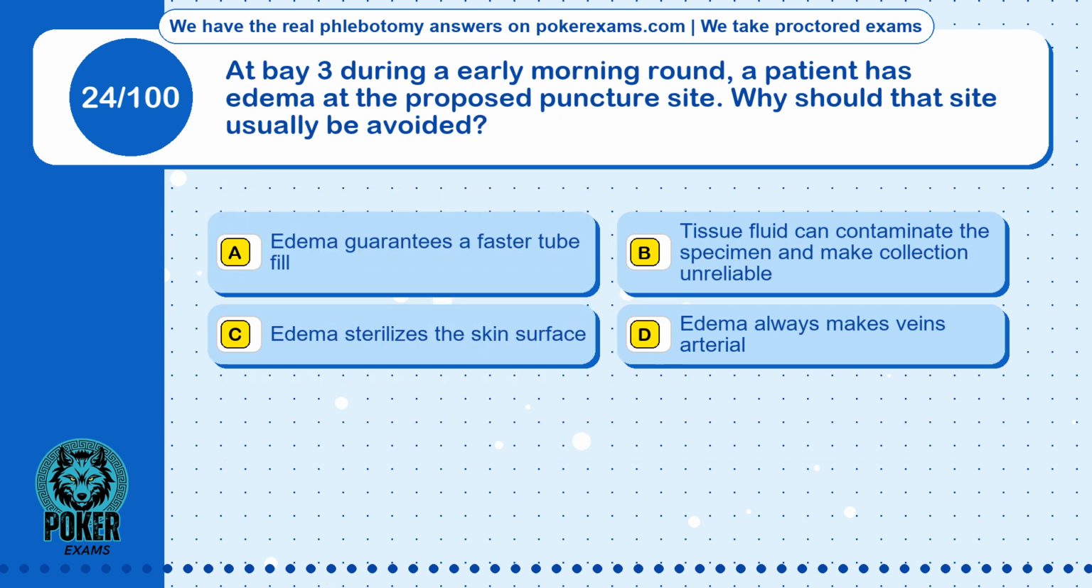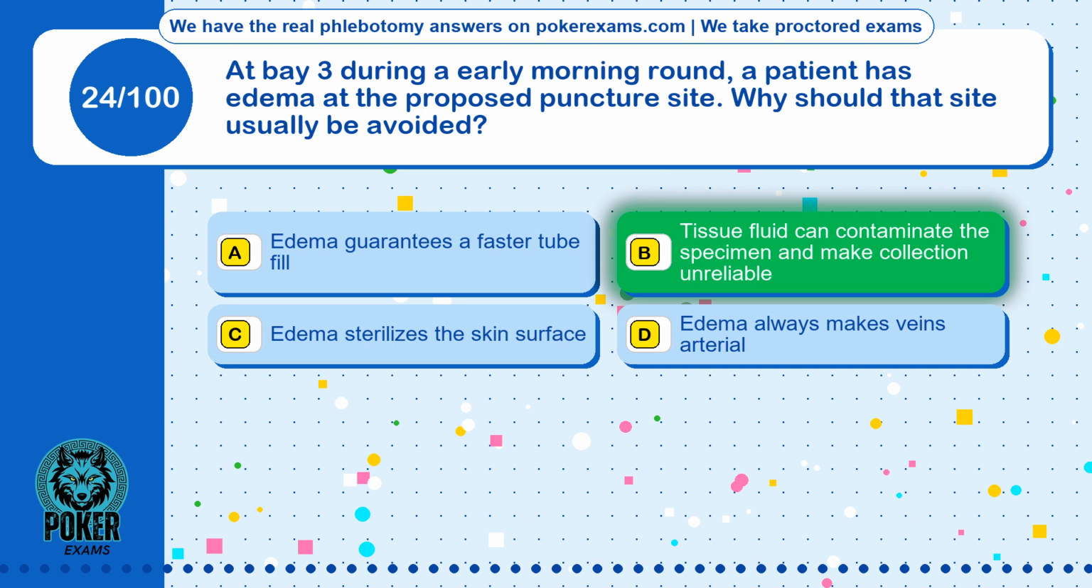Question 24. At Bay 3 during an early morning round, a patient has edema at the proposed puncture site. Why should that site usually be avoided? Option A, edema guarantees a faster tube fill. Option B, tissue fluid can contaminate the specimen and make collection unreliable. Option C, edema sterilizes the skin surface. Option D, edema always makes veins arterial.